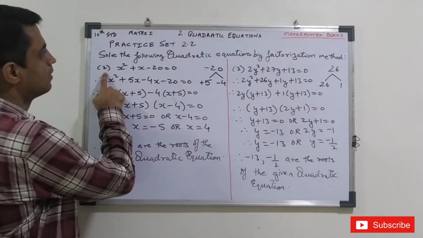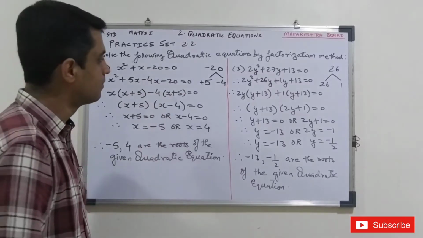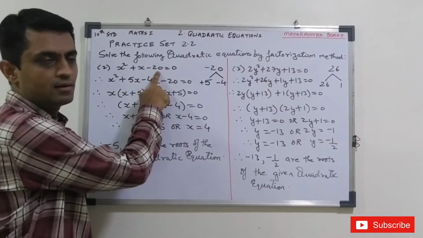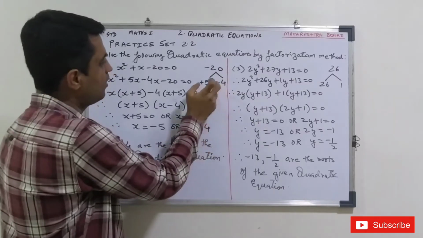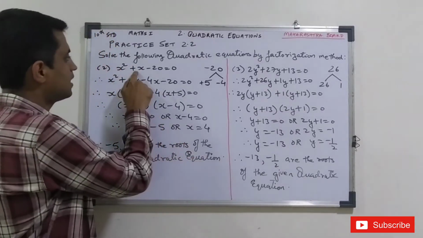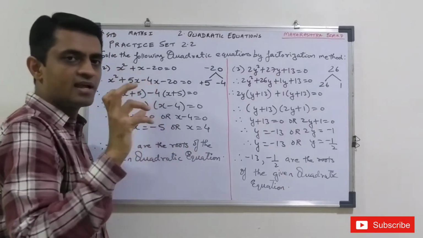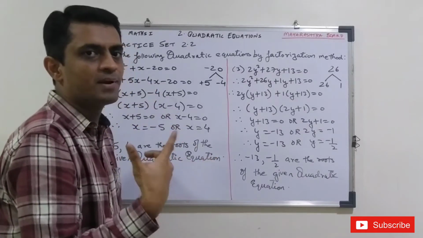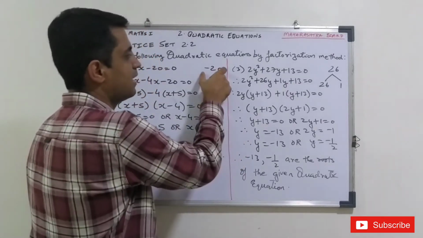Second sum. x square plus x minus 20 is equal to 0. Same steps. Here m is 1, 1 into minus 20 is minus 20. Now again we have to find such factors that give you x. x means 1x, there is no coefficient, so it means there is 1 by default. So you have to take such numbers that when you add or subtract those factors you get 1, and when you multiply them you get minus 20.